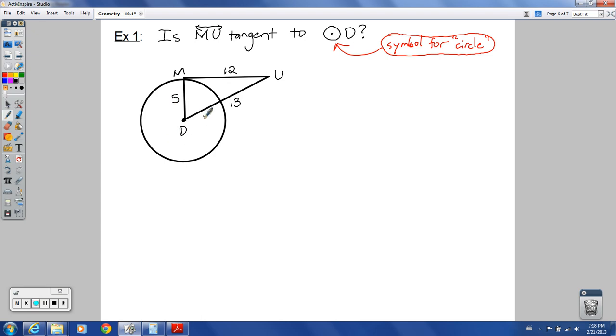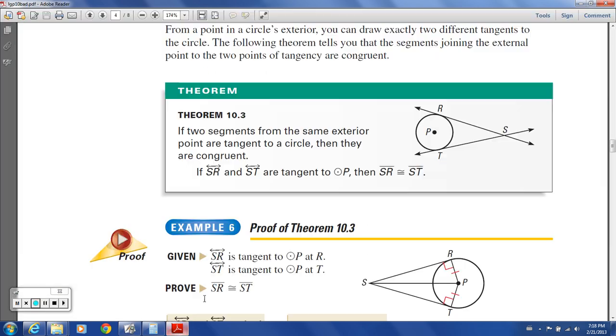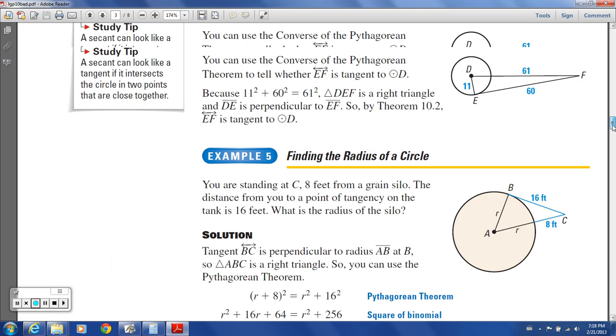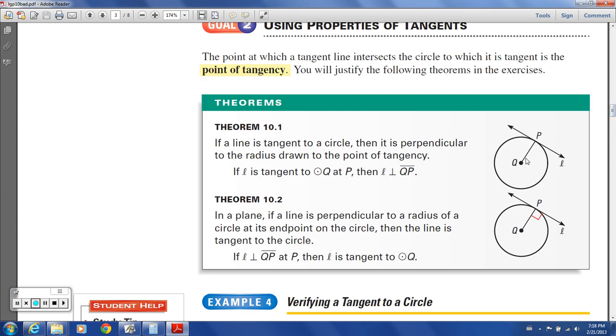So how can we determine if this works? We're going to go back to something we learned a couple chapters ago and use the converse of the Pythagorean theorem. Is this a right triangle? If it was a right triangle, I could put the little mark right there, and then I could go back and think about the theorem right here. So this is the theorem. Which one is it? If this is true, if they are perpendicular, we'd be using this theorem. If you had that, you could draw that in, then you would say they're tangent.